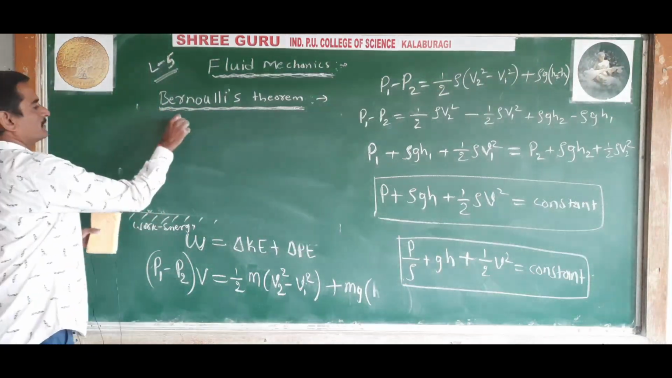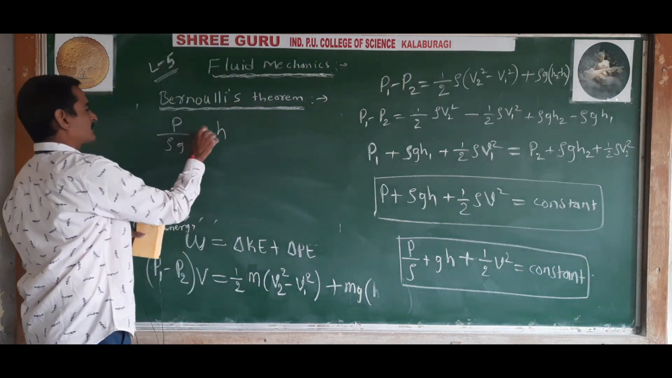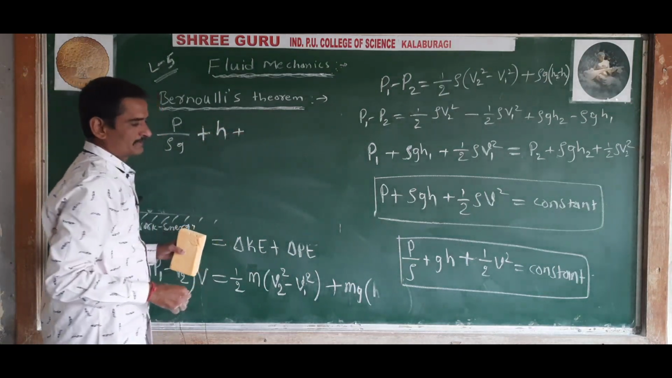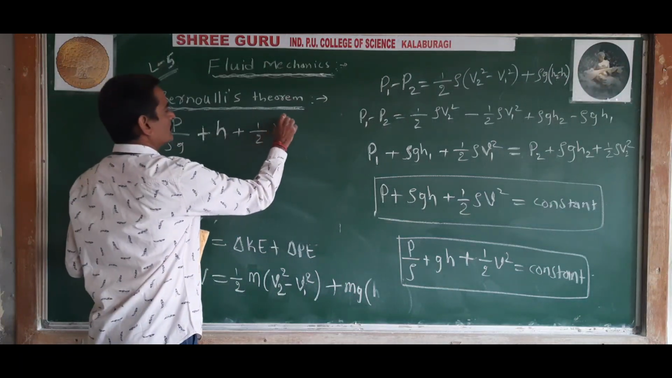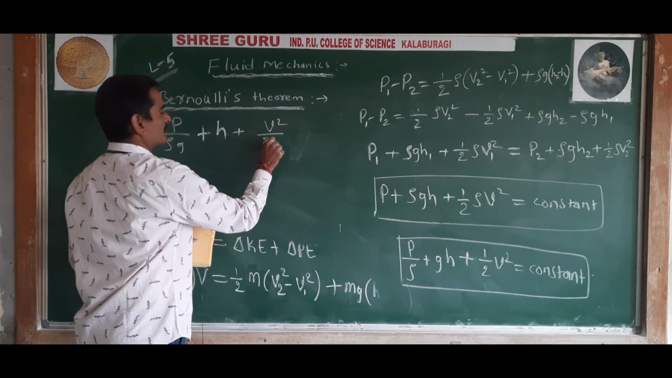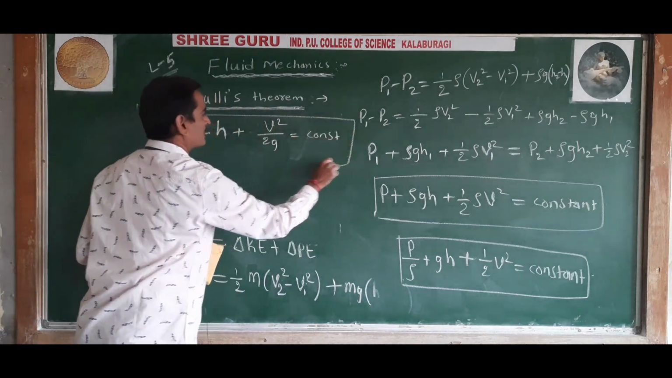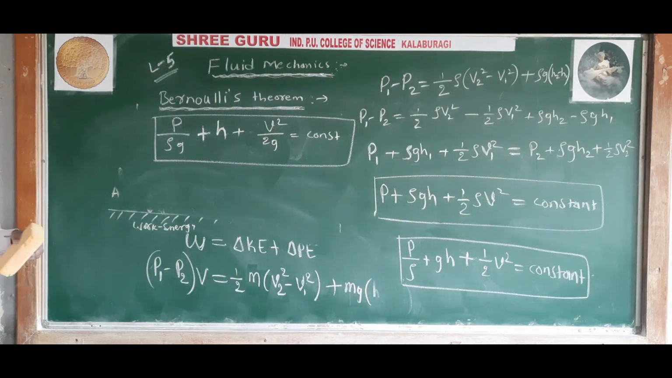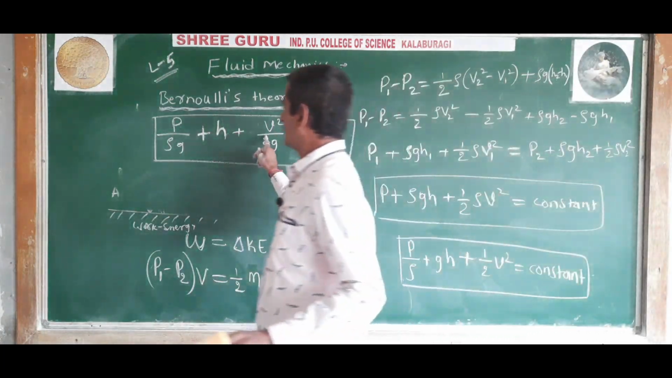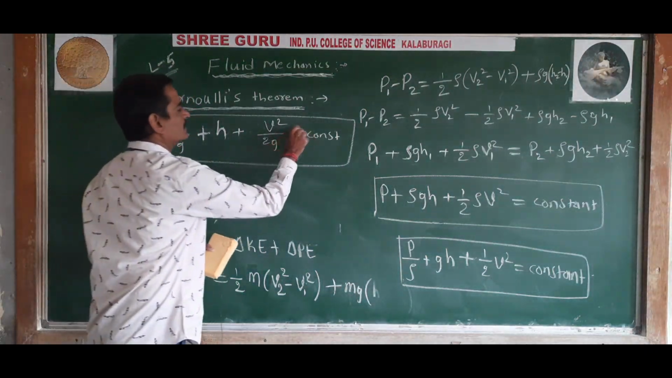Change this to P divided by rho g plus h. So this is pressure head and this is potential head or gravitational head, plus 1/2 v square divided by g, that is v square divided by 2g, will remain constant. This is pressure head, potential head and velocity head. The sum of pressure head, potential head and velocity head, or kinetic head, will remain constant for an ideal fluid having a streamline flow.